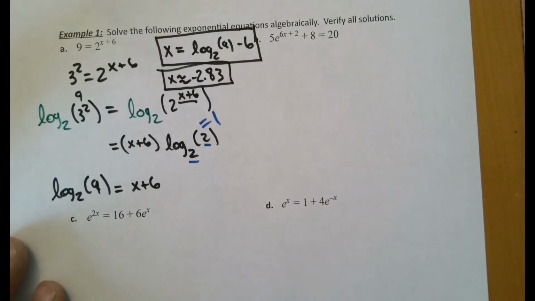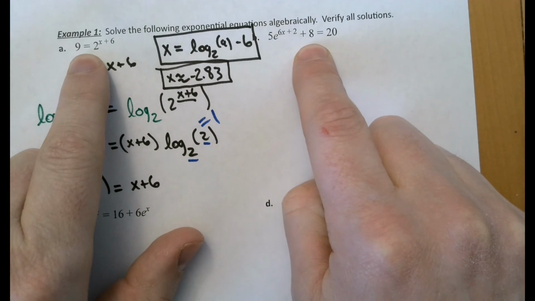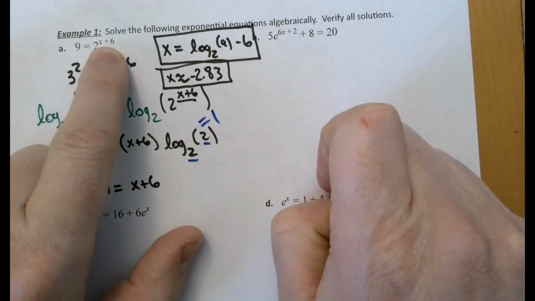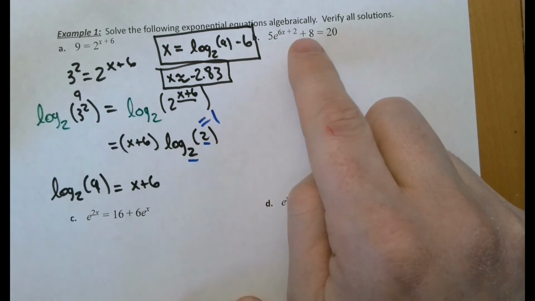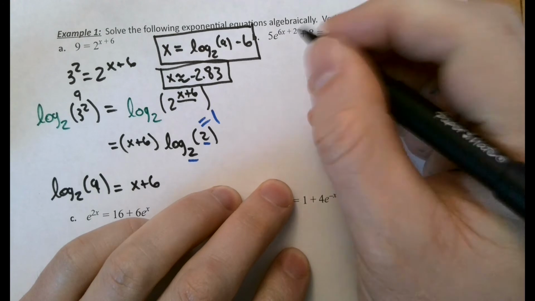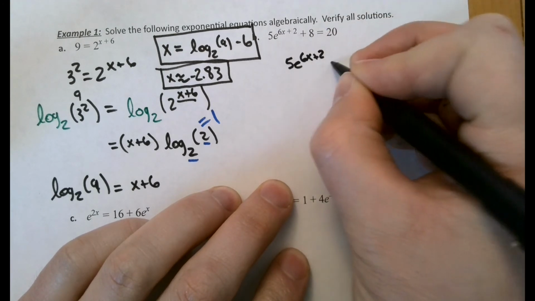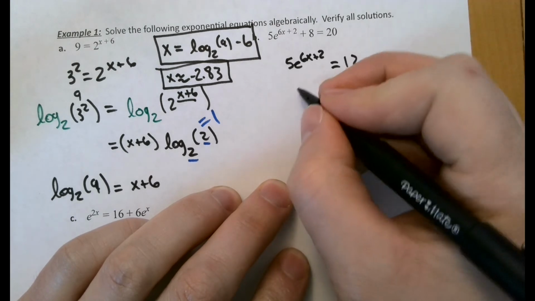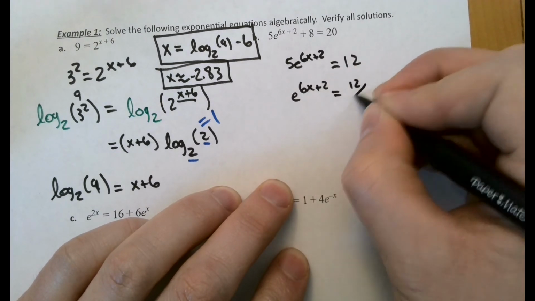Okay, next example. This problem is exactly the same as this problem. The one difference is we do not have a base equal to a base. We have 5 times a base plus a number equals a base. So let's subtract the 8 divided by 5. We'll get 5e to the 6x plus 2 equals 12. Divide both sides by 5. We get e to the 6x plus 2 equals 12/5.